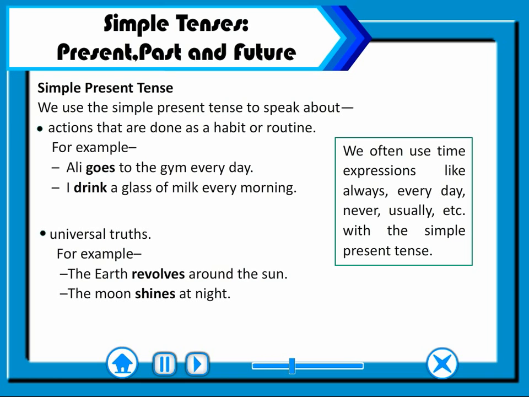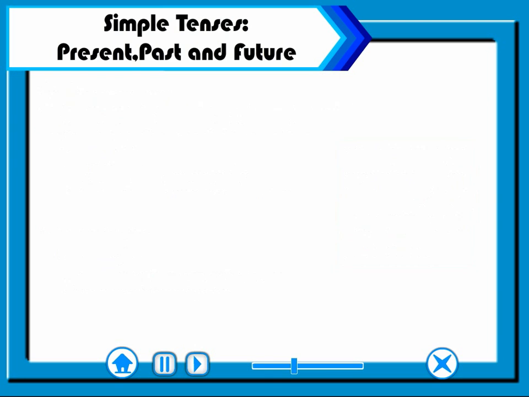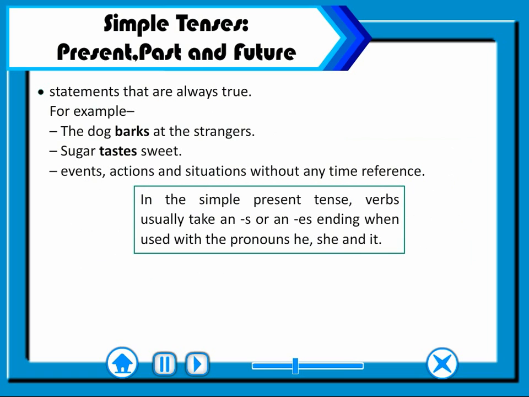Universal truth. For example, the earth revolves around the sun. The moon shines at night. Statements that are always true. For example, the dog barks at the strangers. Sugar tastes sweet.